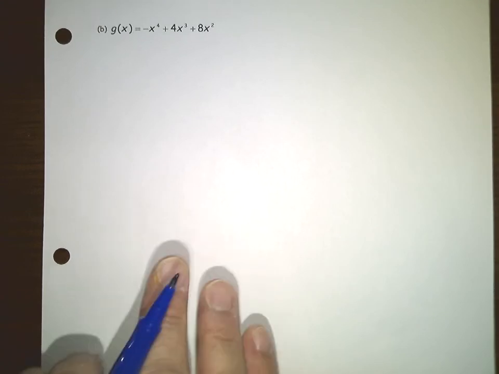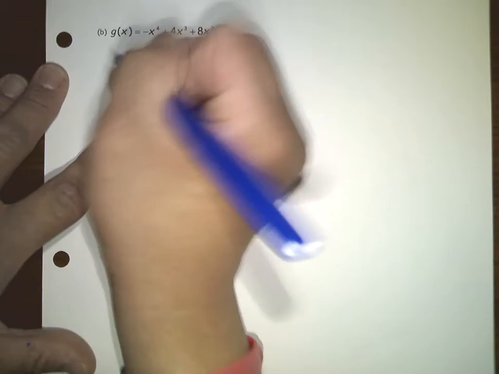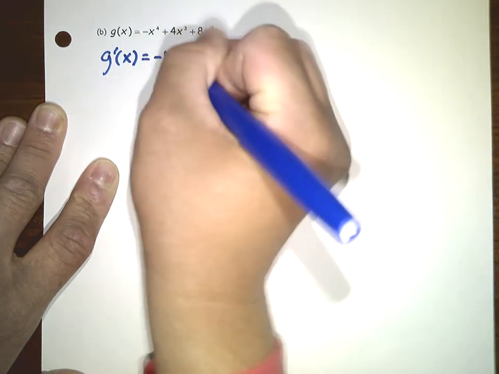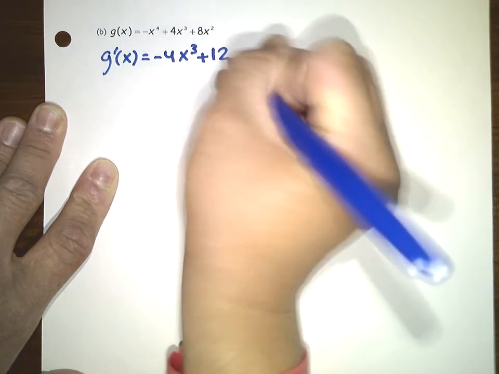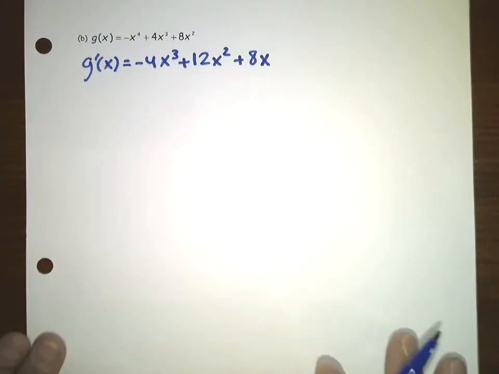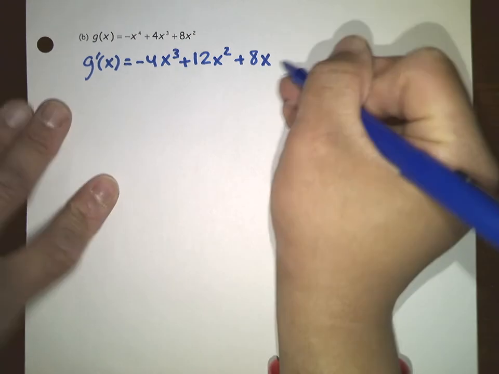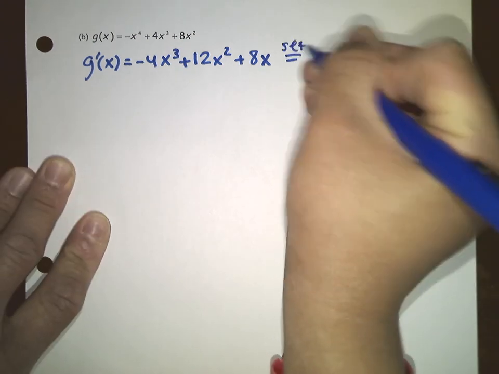So here is another great example. g of x is equal to negative x to the fourth plus 4x to the third plus 8x squared. So let's find the first derivative. That will be negative 4x to the third plus 12x squared plus 8x. And remember, I need to set this equal to 0.